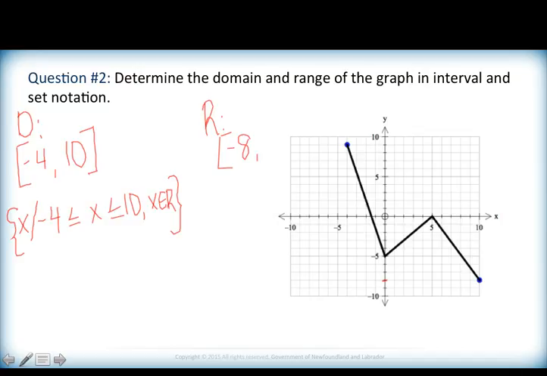And the graph will go all the way up to the highest point, which is at +9. So we put a square bracket on the end as well. And our range is going to be similar to the domain. It's going to be y such that the graph is between -8 less than or equal to y less than or equal to 9, such that y belongs to our real numbers. And that is our domain and our range for this function.